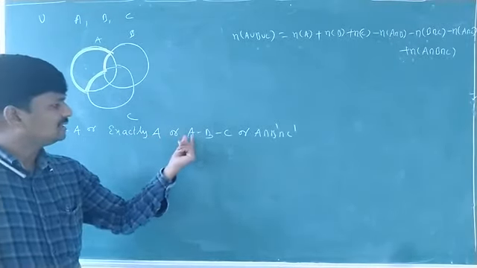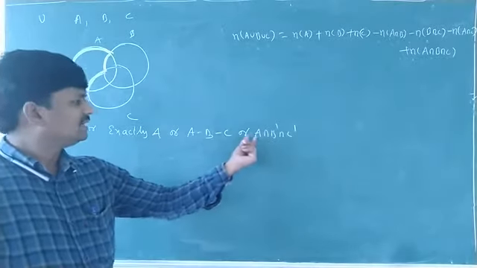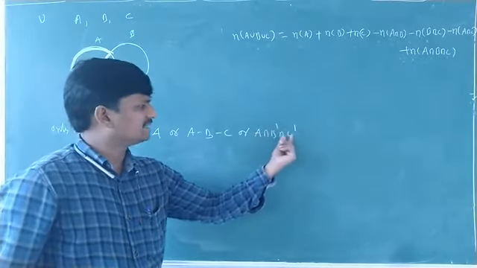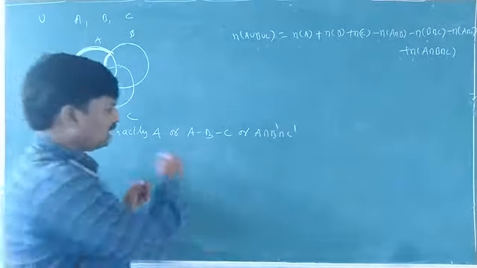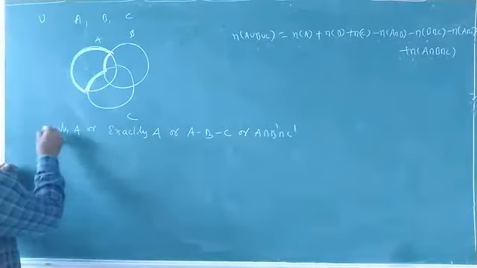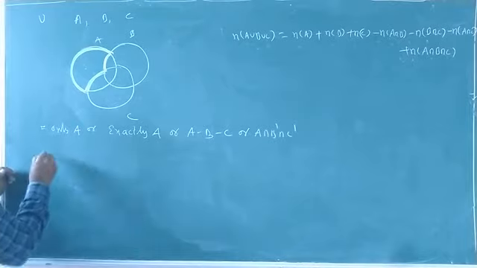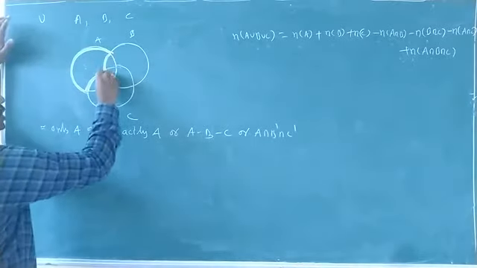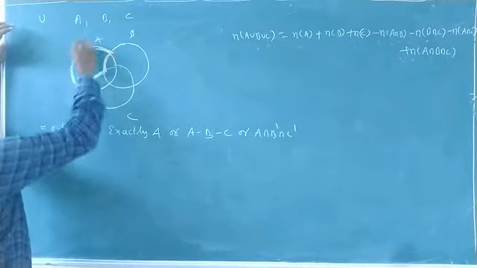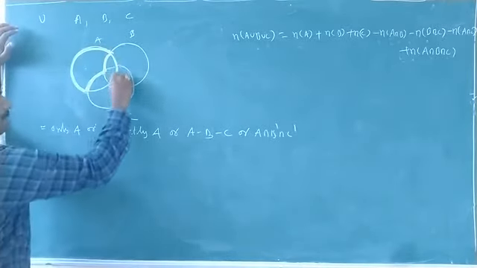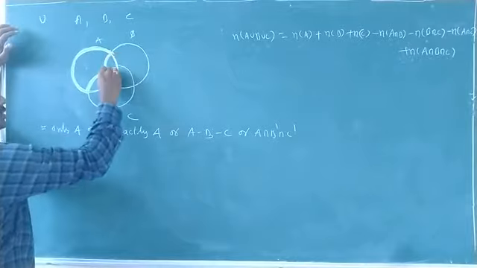Exactly A or A minus B minus C, or A intersection B dash minus C dash. What is the formula of this one? So this only A is equal to, just see, this part only. How to find this part? This total set A, this part you have to find, just see.